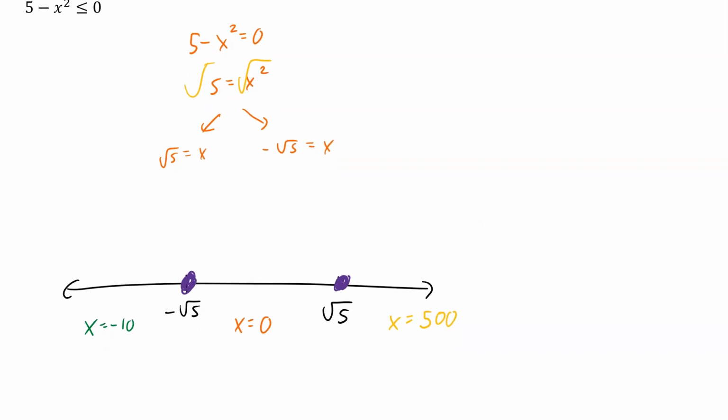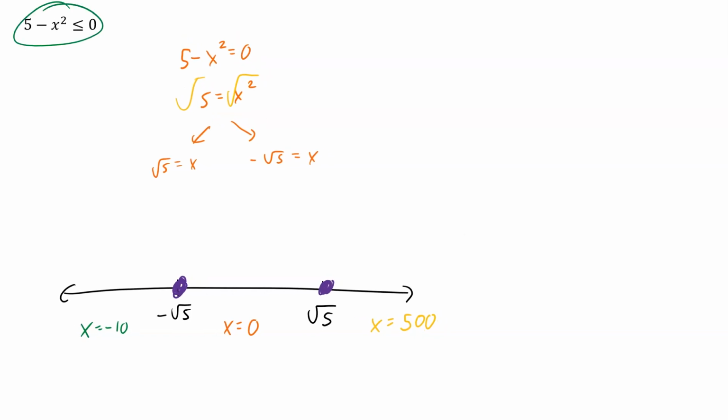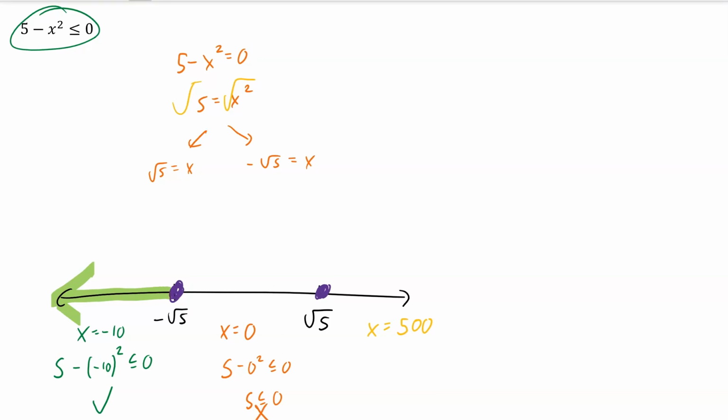If I plug in -10, I'm just going to plug into this right here. I get 5 minus 100 is less than or equal to 0. That's going to be true. 5 minus 100 will be less than 0. So I will include this part of the number line. If I plug in 0, I get 5 minus 0 squared is less than or equal to 0. That's not true. 5 is not less than or equal to 0. Kick out that part of the number line.